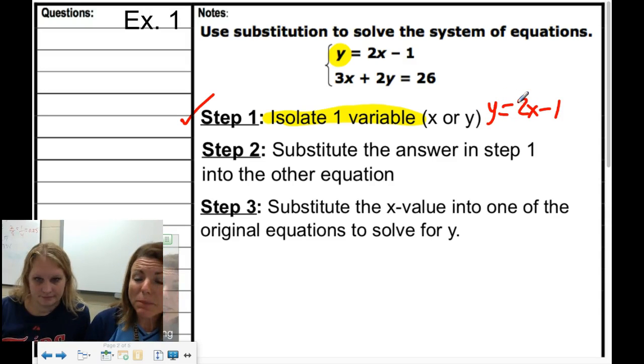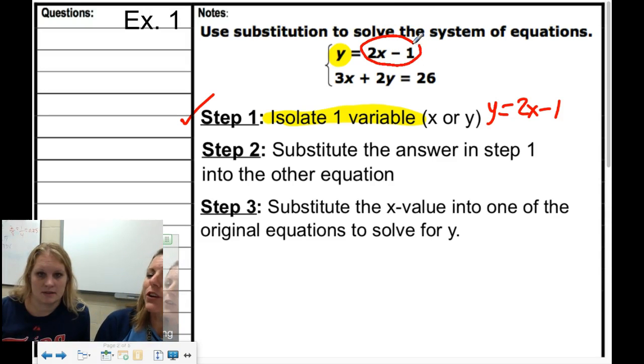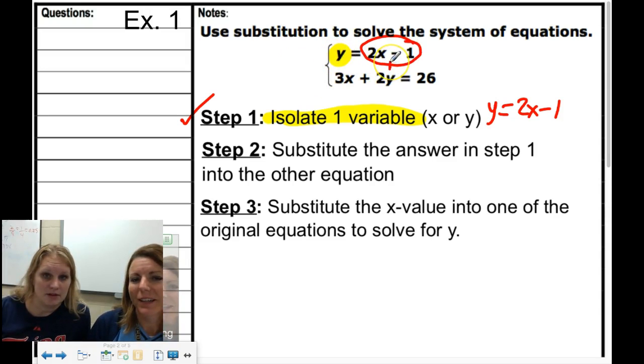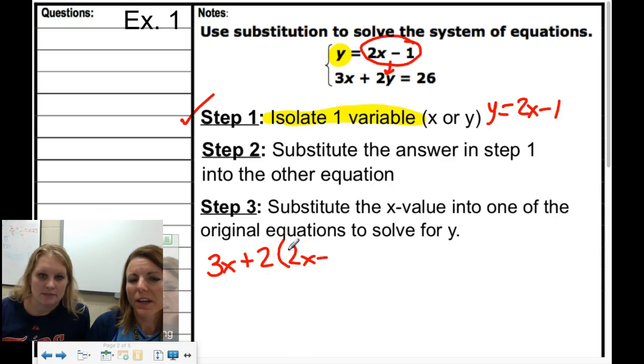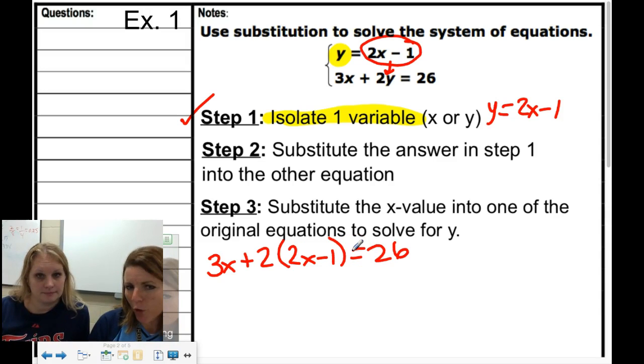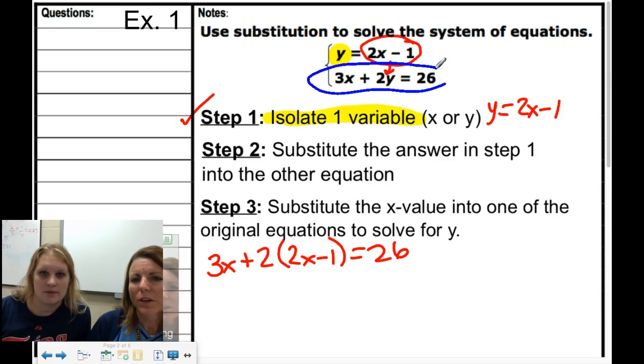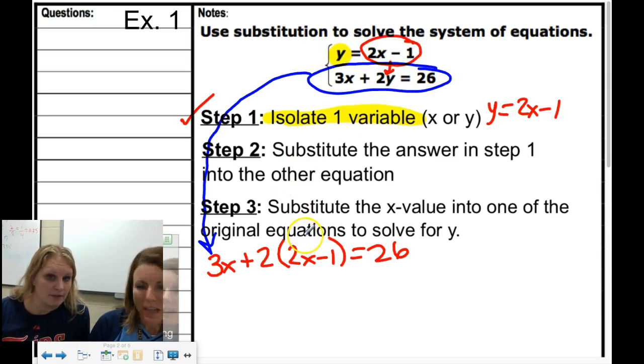Step two, you're going to substitute the answer in step one into the other part. See how it equals y? I'm going to plug it in now for where the y is. We might need to go below because there's not a lot of room. So I'm going to have 3x plus 2, and make sure you put parentheses around whatever you're plugging in, (2x minus 1), equals 26. Let's circle up there where we got that in case they're confused. I took this second equation and rewrote it down here. And I substituted this in because it equals y, so I can plug it in for y, which I did down here.